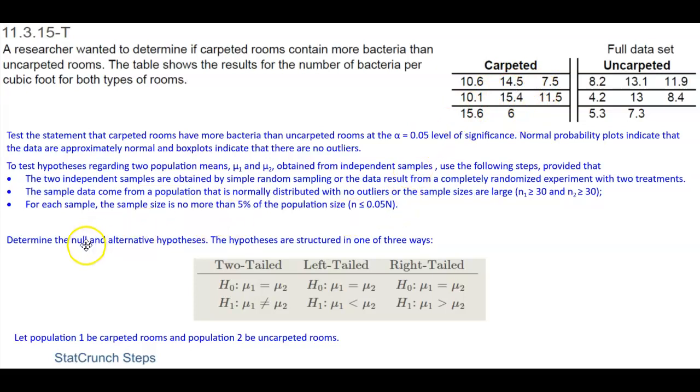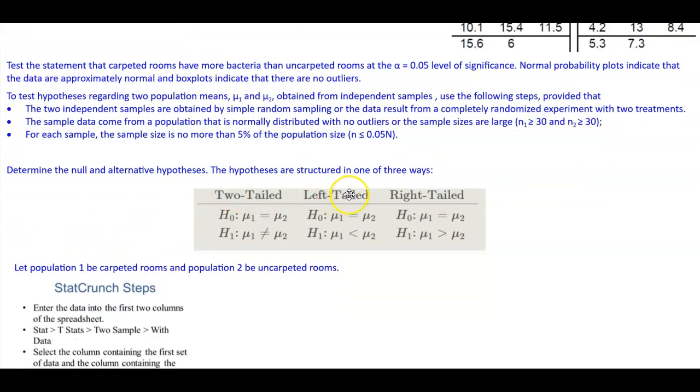Now, we want to determine the null and the alternative hypotheses. So the hypotheses are structured in one of three ways. We have a two-tailed, where the null has the equality and the alternative is the not equals. The left-tailed, where the null is equals and the alternative is less than. The right-tailed, where the null is equals and the alternative is greater than, where we're comparing two population means. We're going to let population 1 be the carpeted rooms and population 2 be the uncarpeted rooms.